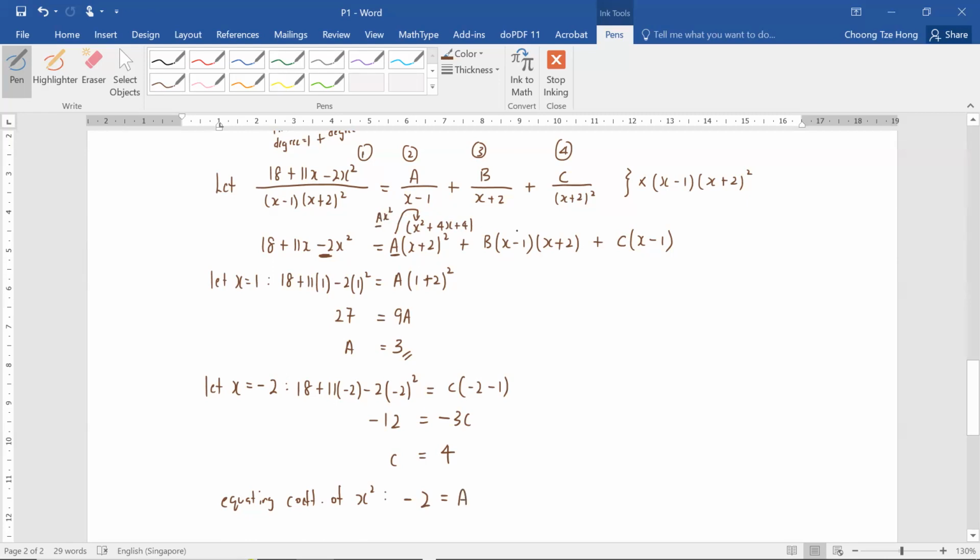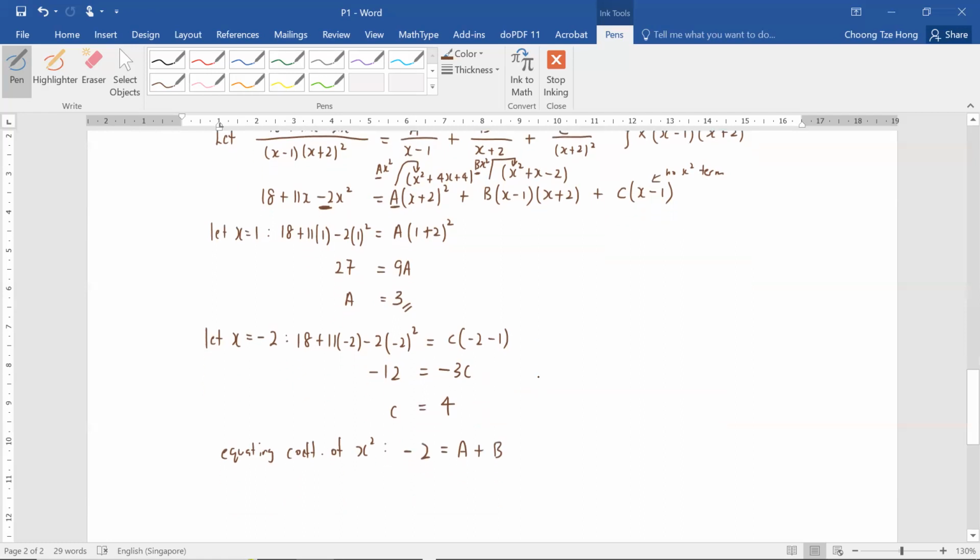Then for this one, also very easy. If you expand this whole thing, you will get x squared plus x minus 2. So the coefficient of x squared will just be B. Then for this one, there's no x squared term, so it doesn't involve C. In other words, A plus B will be -2. Because we know A is 3 already, you bring the 3 over, so B will be -5.